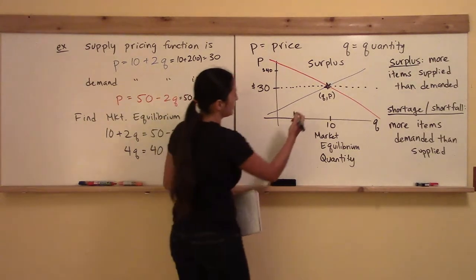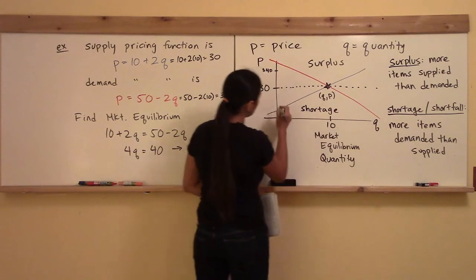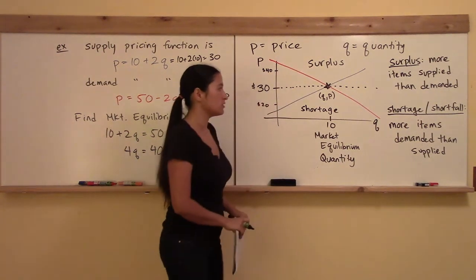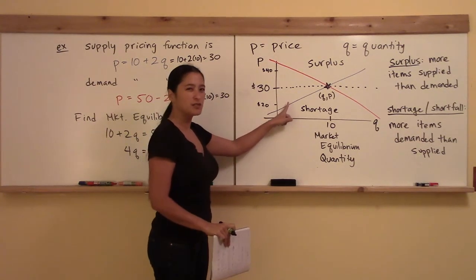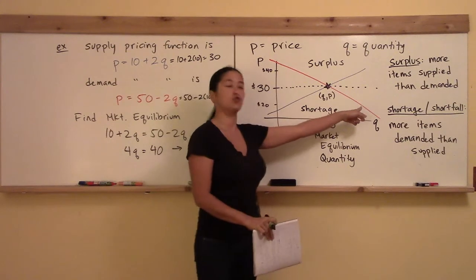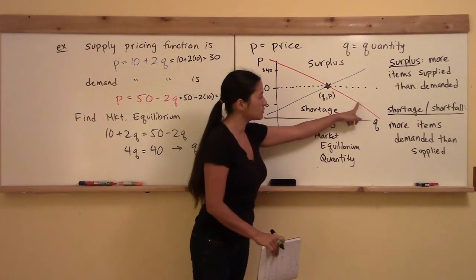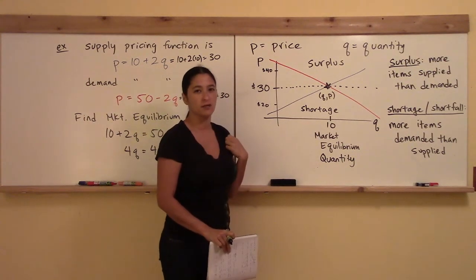By the same token, we have the shortage area down here, where let's say our price was just a little less, $20. If our price was that low, then the suppliers didn't want to supply that many, but the demanders really liked that price, so they were demanding a lot. The demanders demanded more than were supplied, and so that's the shortage region here.